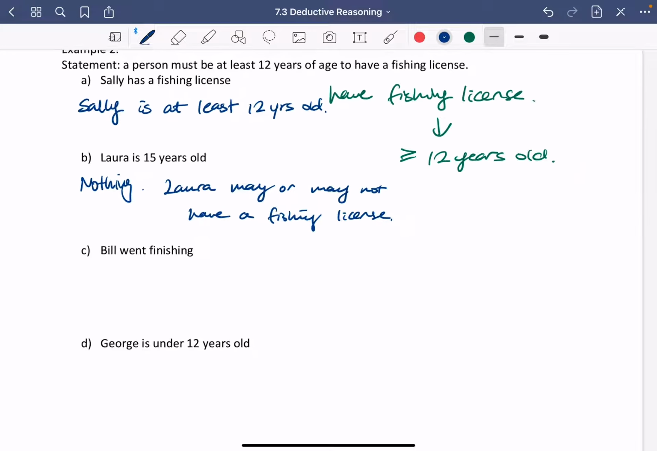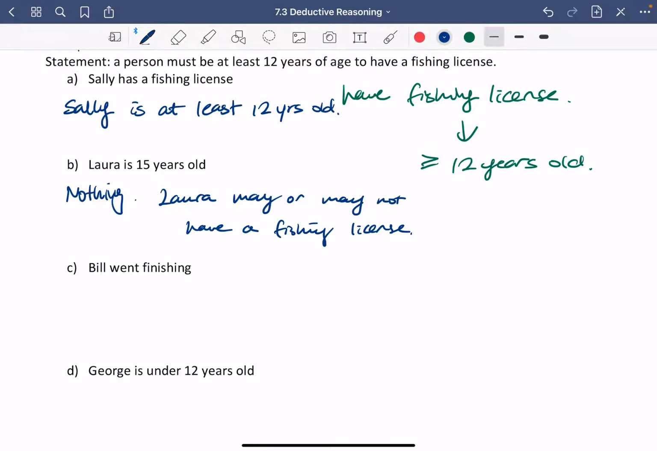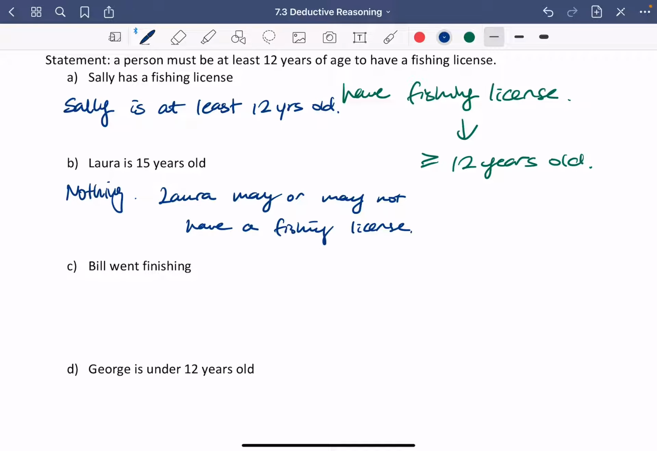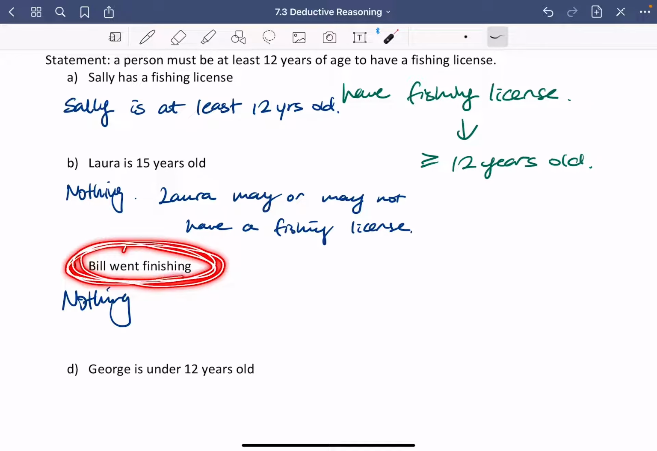Okay, next one. Bill went fishing. What do we know? Well, we know nothing. Why is that? It didn't say Bill has a fishing license or not. It just says Bill went fishing. He could just go fishing without a license, or he could go fishing with his parents or guardian, right? It didn't say anything about a fishing license, so we can't draw any conclusion from this argument. Okay, we know nothing about him.